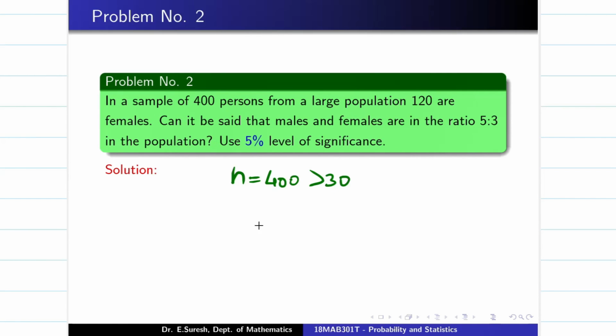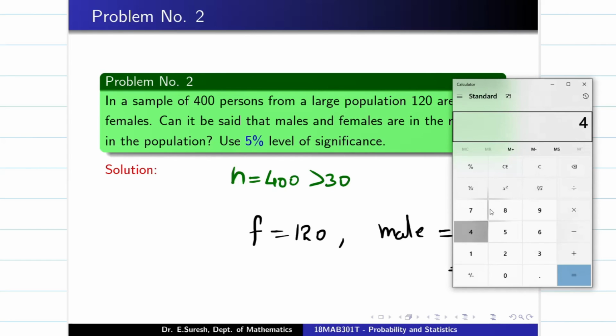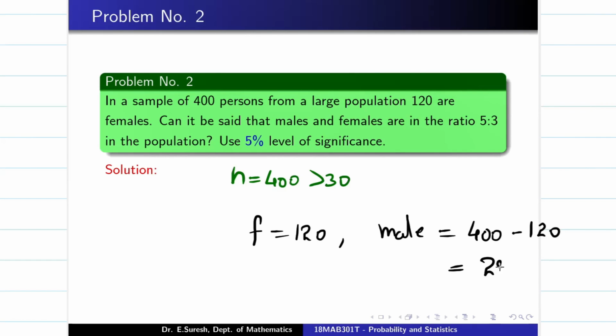120 people are female, so females are 120. Then how many males? 400 minus 120. Use your calculator. I know the answer, but for practice I'm displaying the calculator. Always use the calculator, don't make manual errors. So it is going to be 280. Now males are 280.